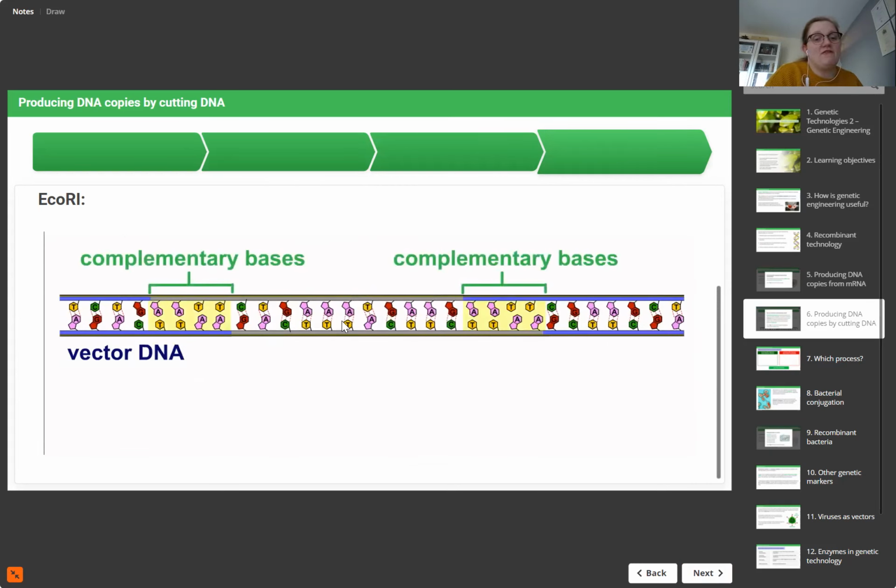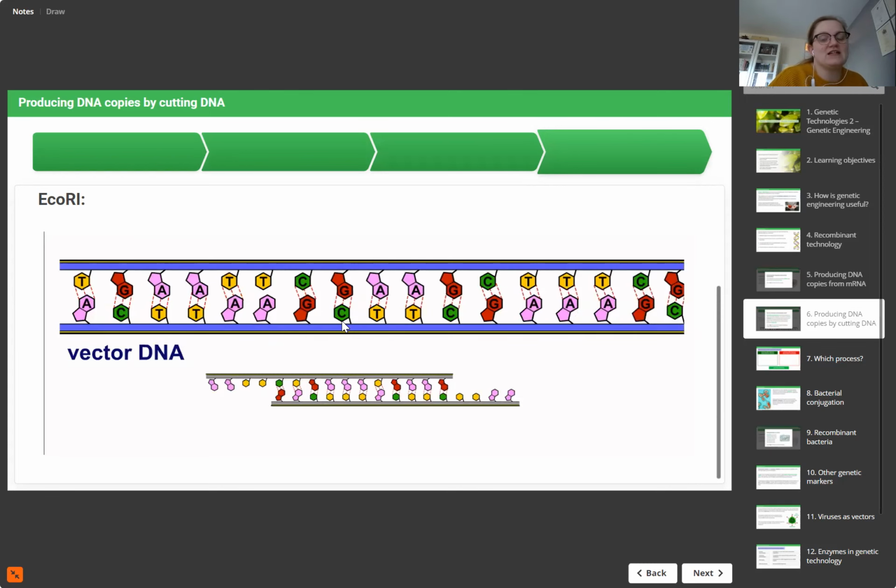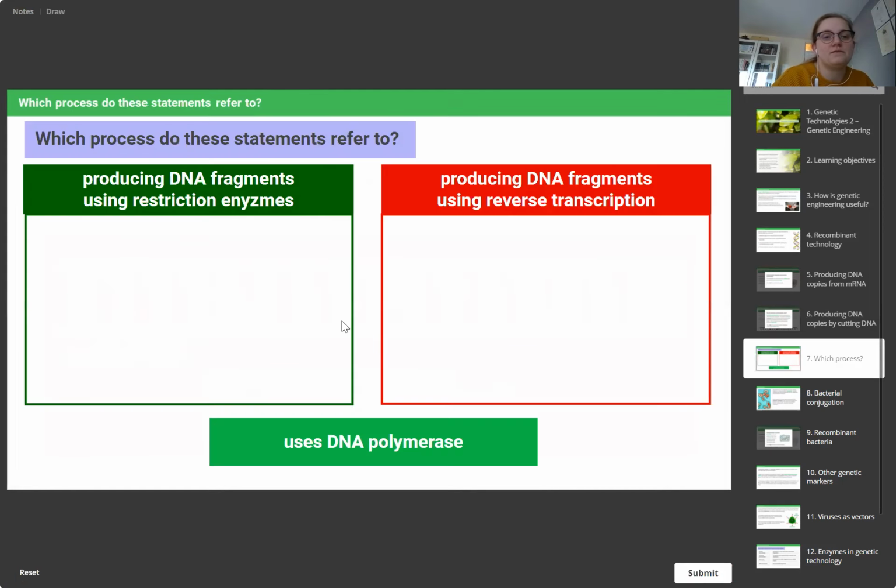They're complementary, so they're the ones we choose for that vector DNA. And that's because it's a sticky end, and then they anneal to that vector DNA to attach that into the vector. So which process does the statements refer to? Producing DNA fragments using restriction enzymes, or producing DNA fragments using reverse transcriptase?